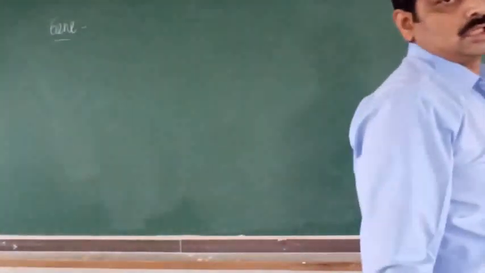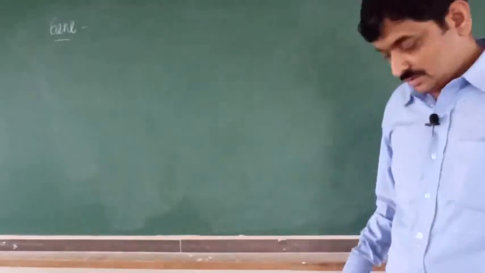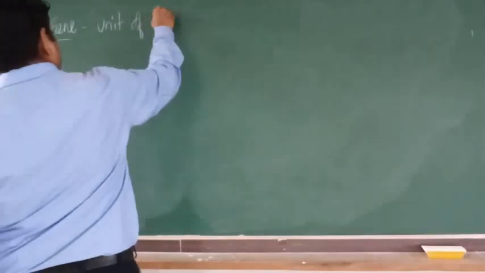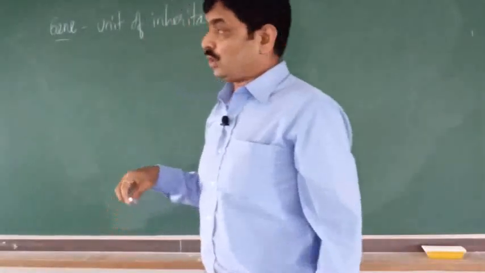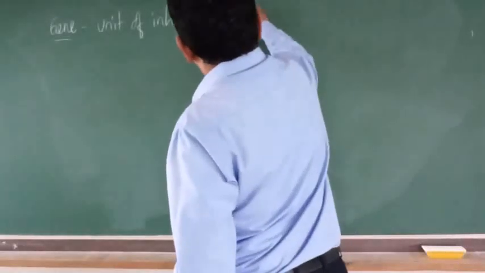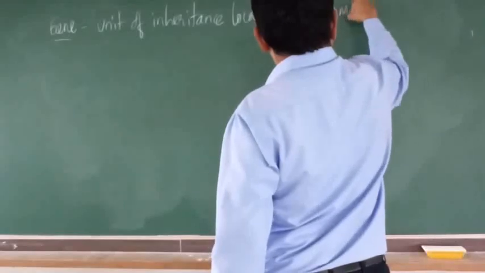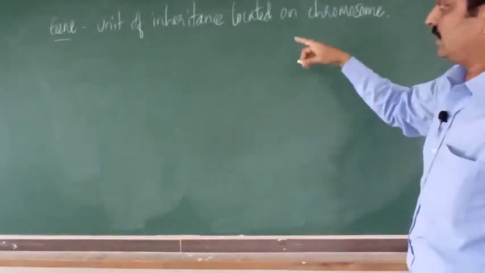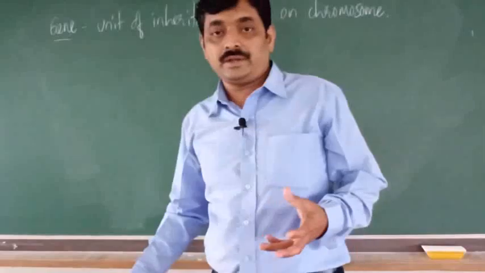The next term that we commonly use in genetics is gene, right? So gene is the unit of inheritance located on chromosome. So gene is the unit of inheritance located on chromosome. So genes are found on the chromosomes.